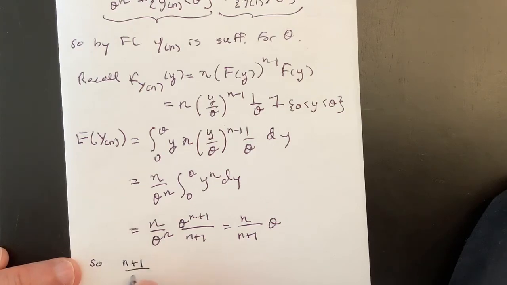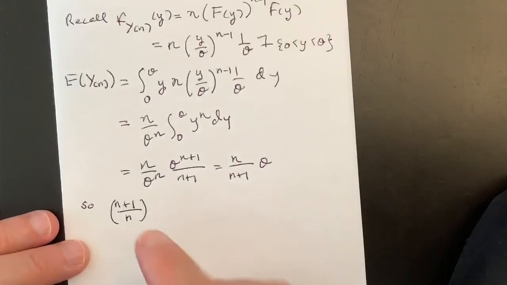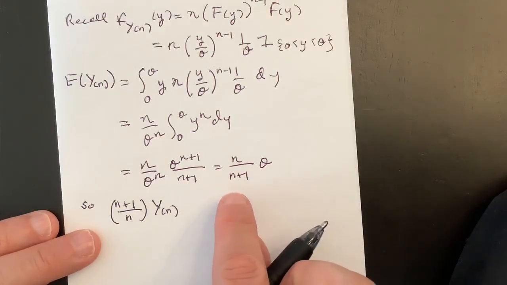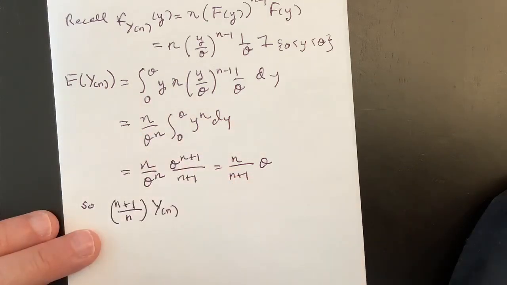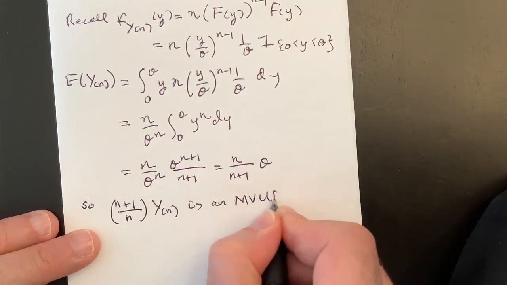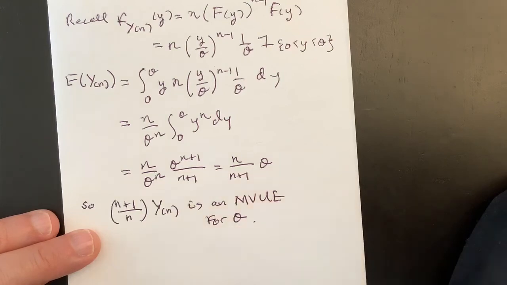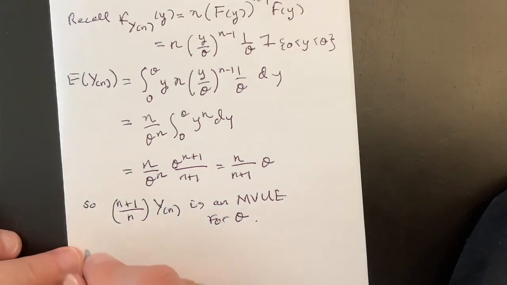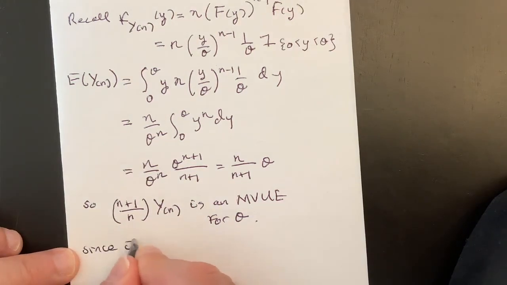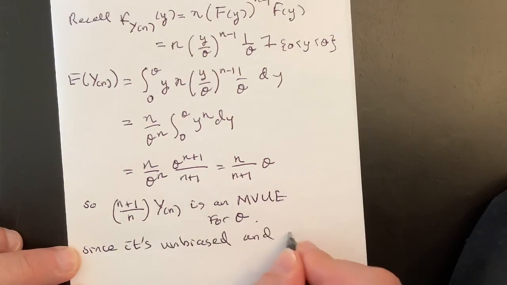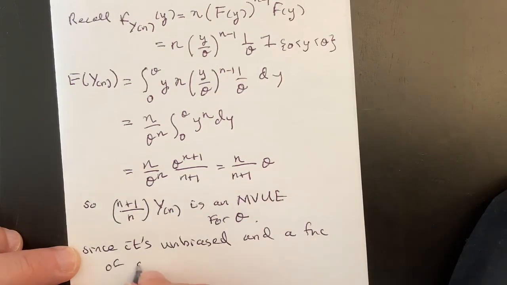So n plus 1 over n times the nth order statistic is unbiased, right? If I multiply this by this, I will get theta. So it is an MVUE for theta. It's unbiased, and it's a function of a sufficient statistic.